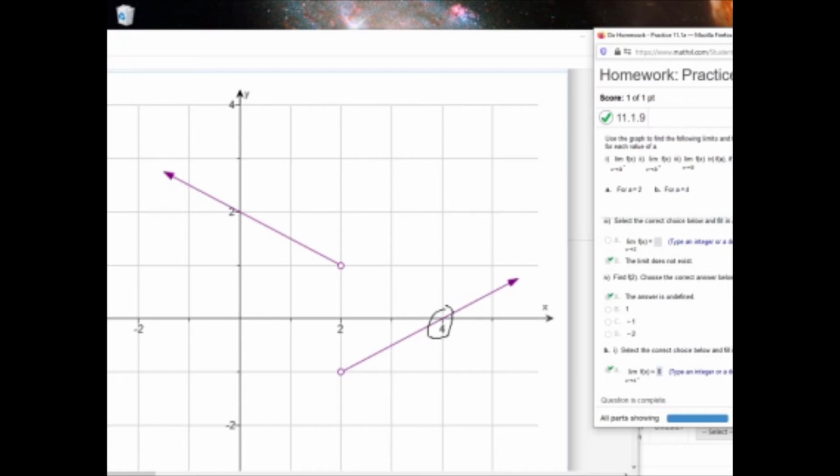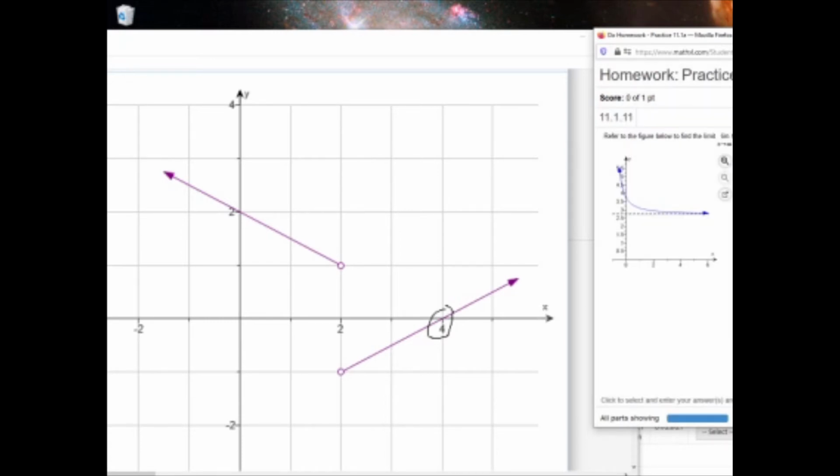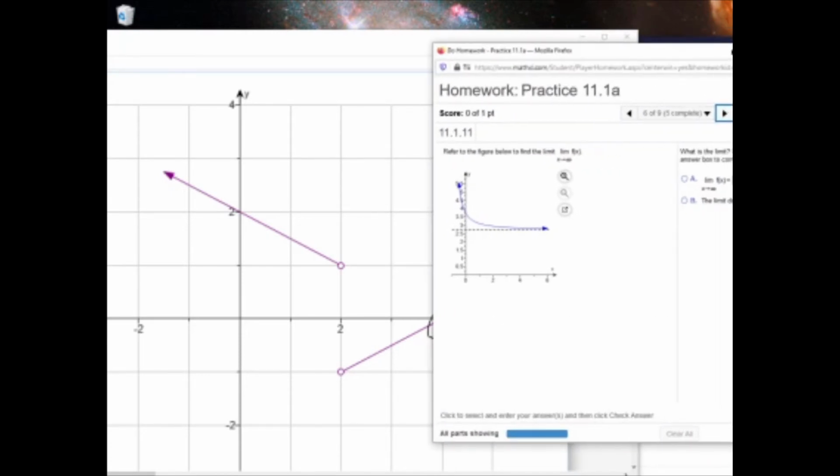Let's check out the next one. And do I need a zoomed in picture of this? Probably not for this one.